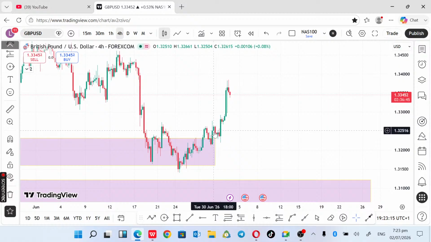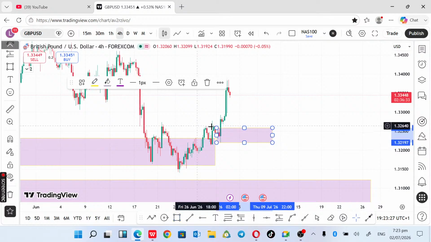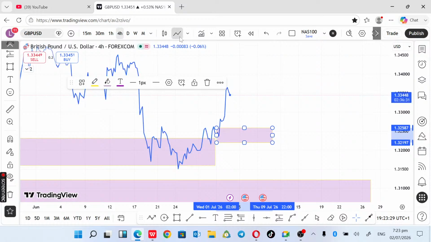But this support over here is unfilled. So I will mark it out. I mark out this support. If you still check, it's still at the same area where we had that overlap for our neckline.